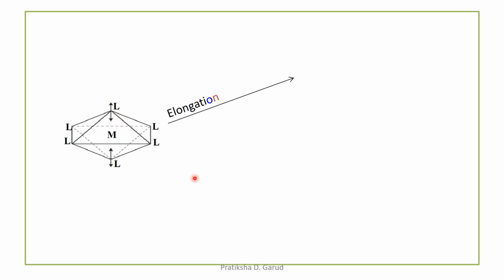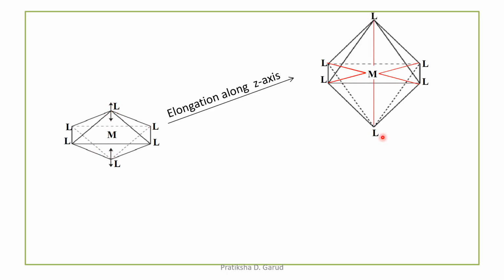So the first one is the elongation along the z-axis. Along this z-axis there is an elongation, and due to the elongation we get this structure. So this is the elongation along the z-axis, right? Due to the elongation the M-L bond length increases along the z-axis, and due to this we produce the structure which is called a tetragonal structure.